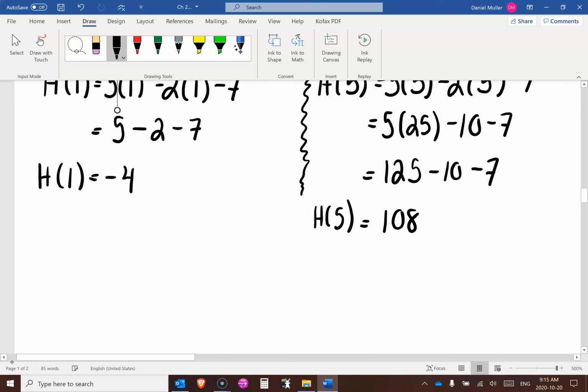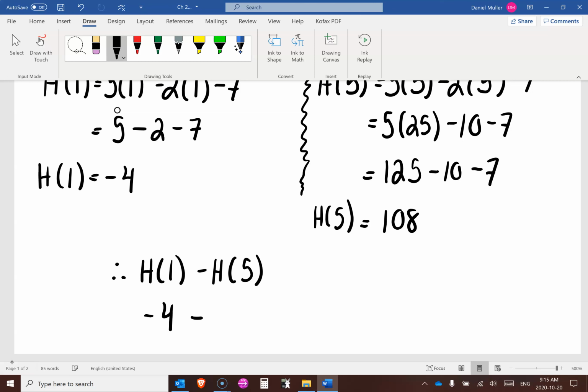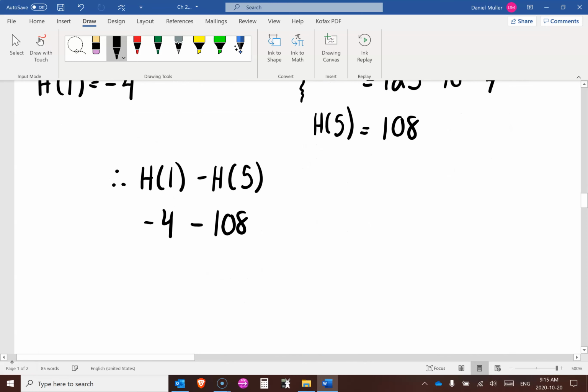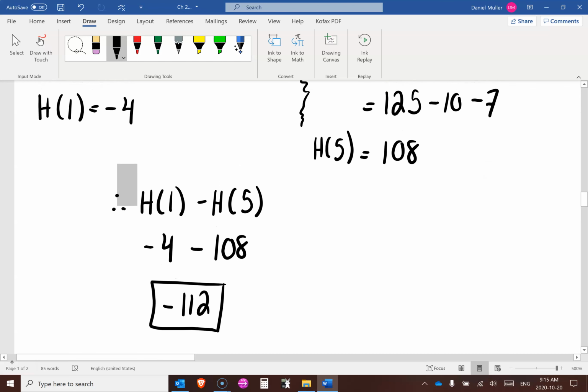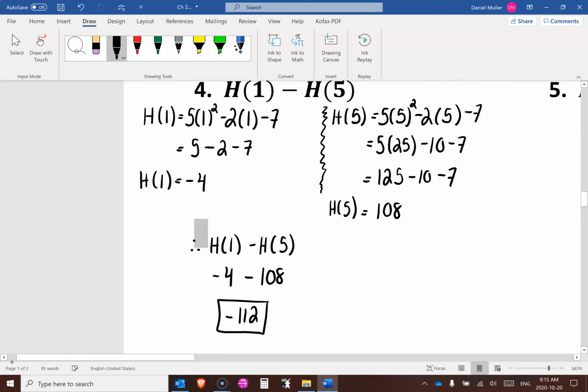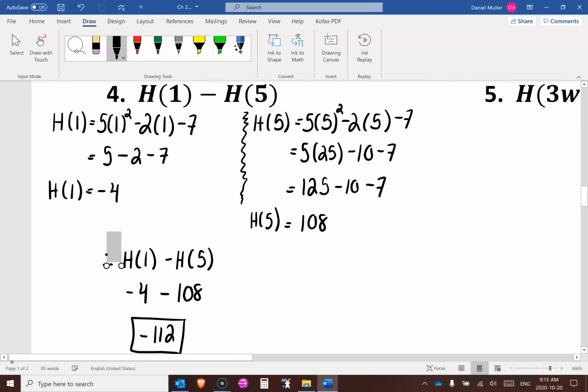So I've got a little bit to do here. Therefore, h of 1 minus h of 5. h of 1 was negative 4, minus h of 5 was 108. Negative 4 and negative 108 is going to be a minus 112. Okay, so that's what h of 1 minus h of 5 is. I'll just zoom out here in case you need to pause this and copy anything down.